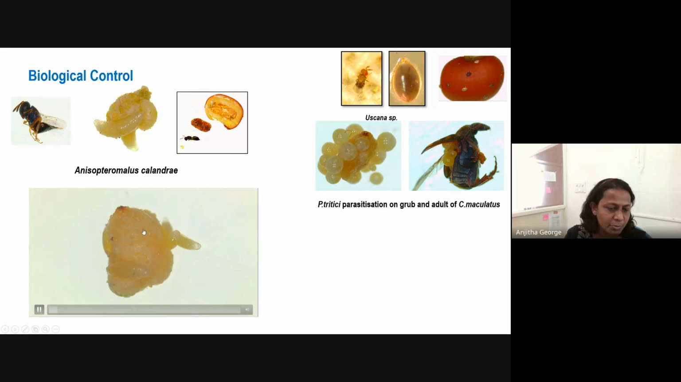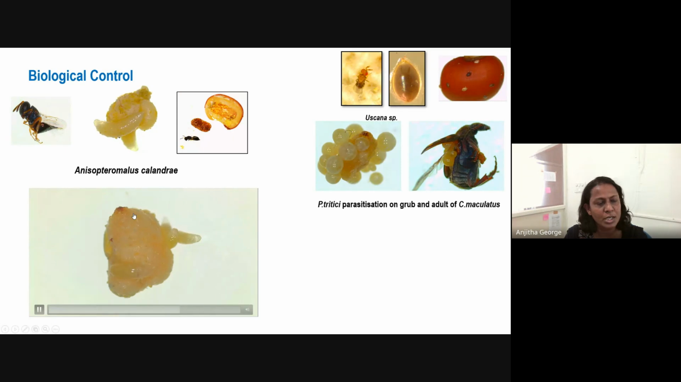Here you can see the big structure is the pulse beetle larva, and over the pulse beetle larva you can see some small, tiny larva-like structures. That is the parasitoid larva. This is a parasitoid, the name is Anisoteromalus calandrae. This is the mummified larva.